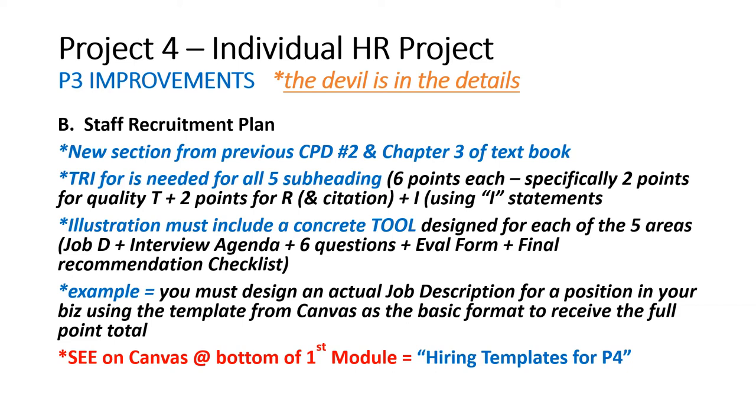And then last, a final recommendation checklist. To help you with that, you can go to Canvas, and it's that first module where we talk about tools for the course. At the very bottom, there is a hiring templates piece for Project 4. Click on there and you'll see an actual job description template that you can use, and that's the basic format that you'll need to get the full points there as an example. But there's also examples of evaluation forms, and then also lastly, final recommendations.